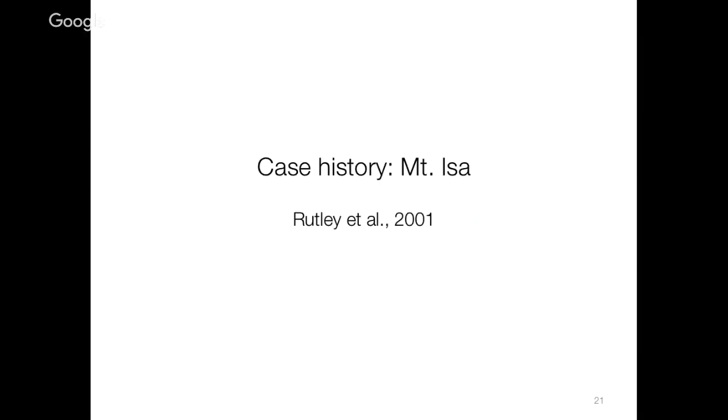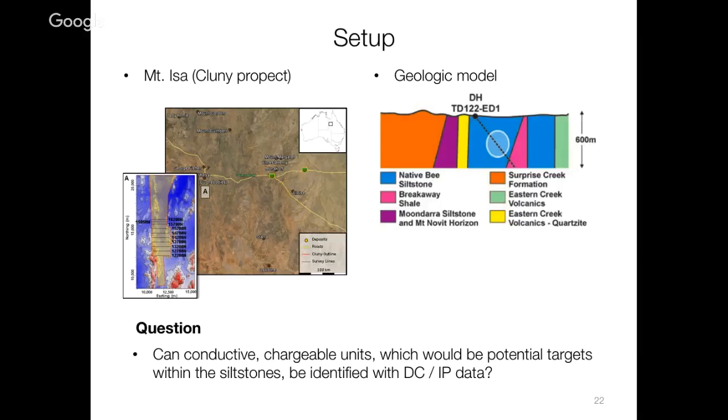So let's now go back to this case history that we looked at right at the beginning. If you remember, our initial question was, can we find a mineralized zone in these background siltstones? There's some volcanic units in here, and there was this breakaway shale at really high conductivity. We're now going to change the question. So our question is now, can a conductive and chargeable unit, that would be a potential target, can we find that in these siltstones?